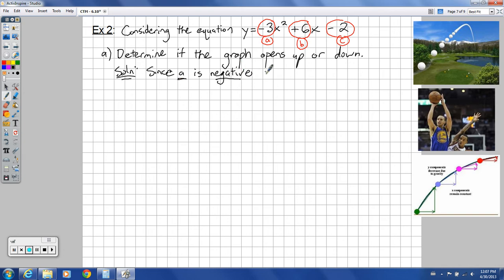A is negative, it's going to open down. The graph opens down. If it was positive, it would open up. So let's write that as an extra note under there. If a is positive, it will open up.